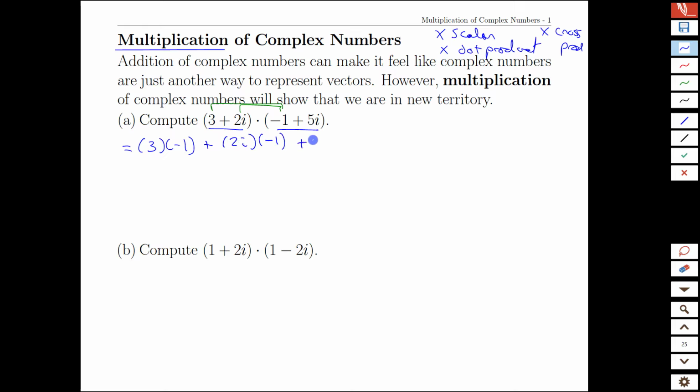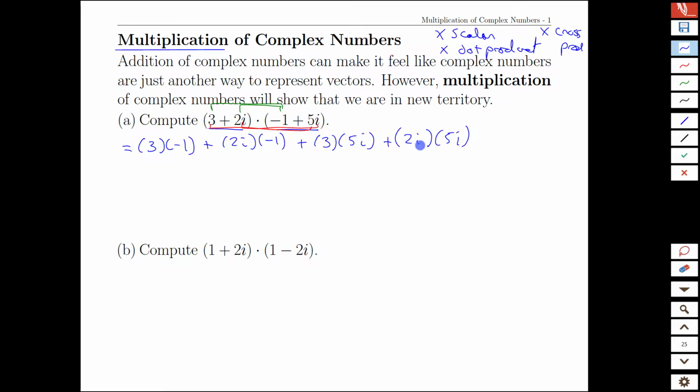and repeat the same process for the 3 times the 5i, and again for the 2i times 5i. And in some sense, we're not doing anything special right now. We've just expanded out this product using standard rules of products of sums equals the sum of the products.